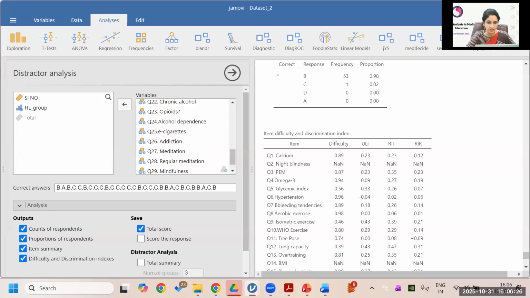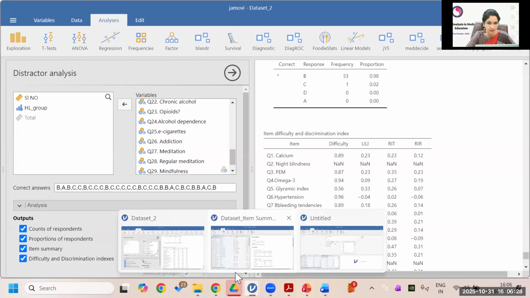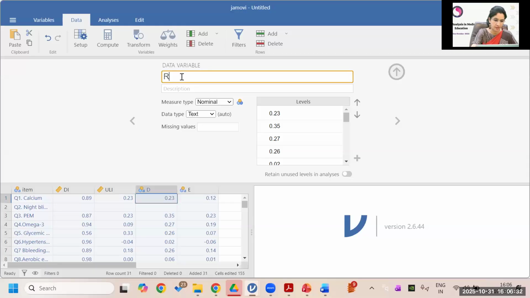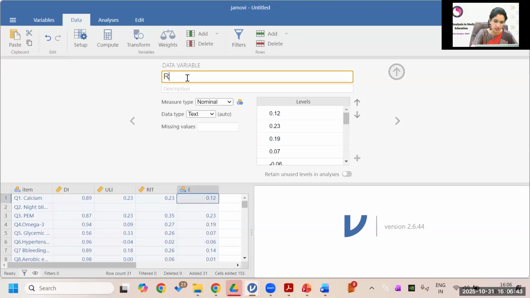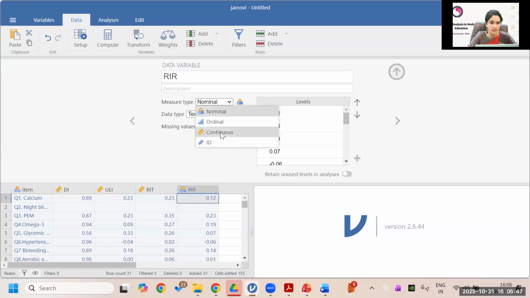RIT and RIR. So I'll write here RIT. Otherwise, these are not needed because we are not going to make this RIT and RIR. But how do you change the variable? RIR, you can make a categorical listing of this also and change the variable to continuous. So this is important for those of you who are new to Jamovi. Those of you who are already working, you know how we change the variable.